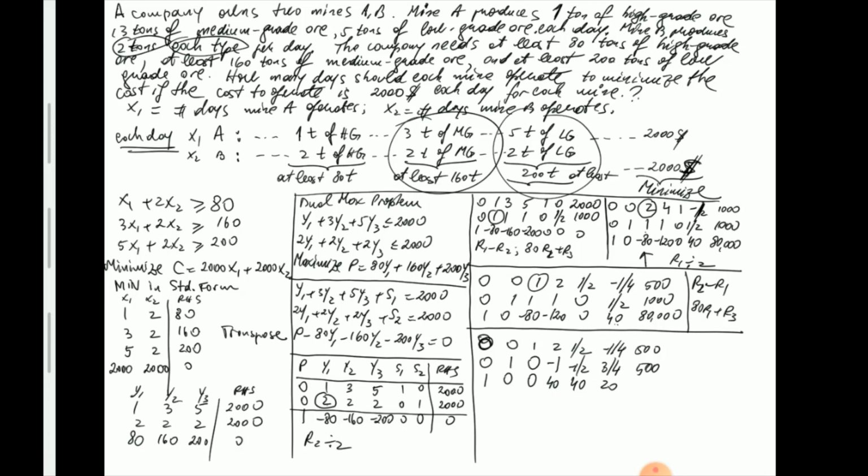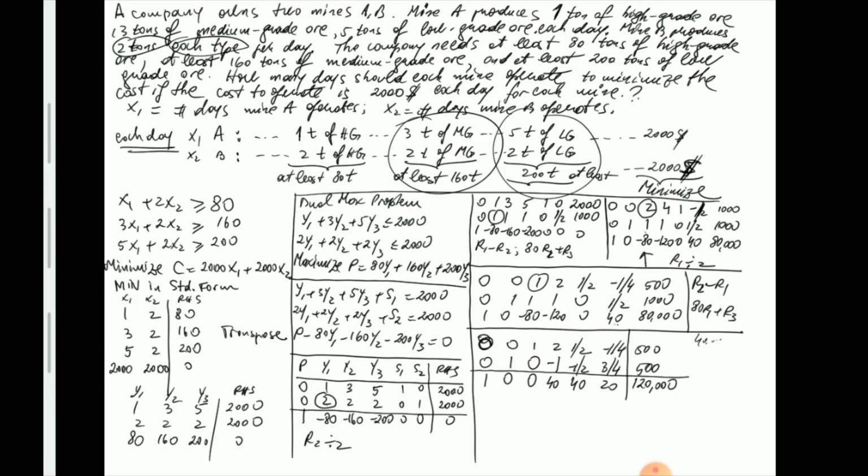Yeah, and then finally 80 times 500, that's 40,000, and you add it to 80,000, that makes it 120,000. Okay, so let's double check. All good. All right. So this is the final tableau because we're done with the negatives on the last row.